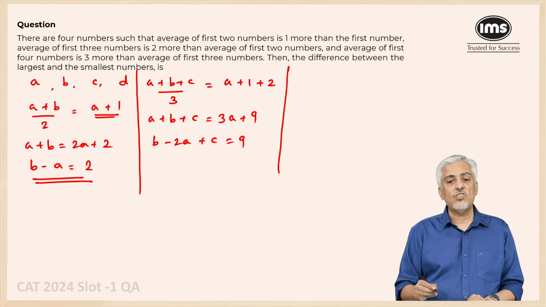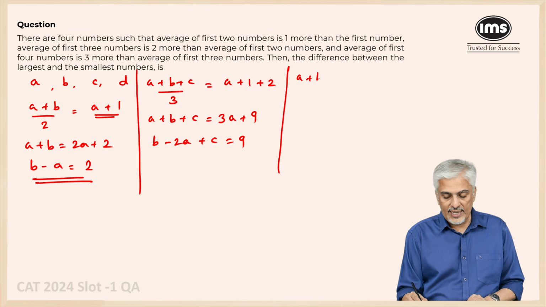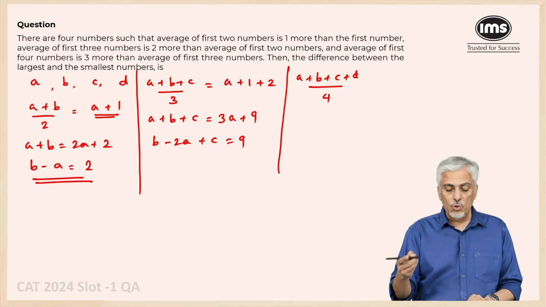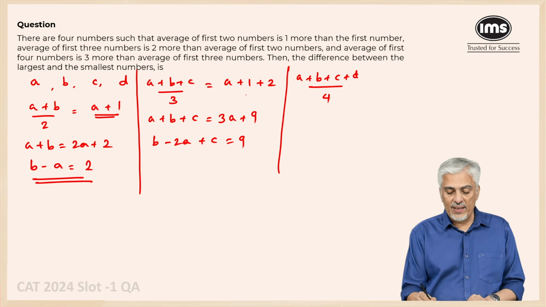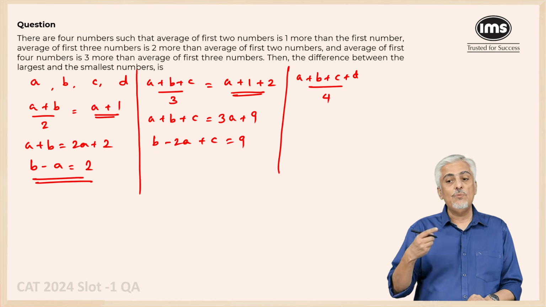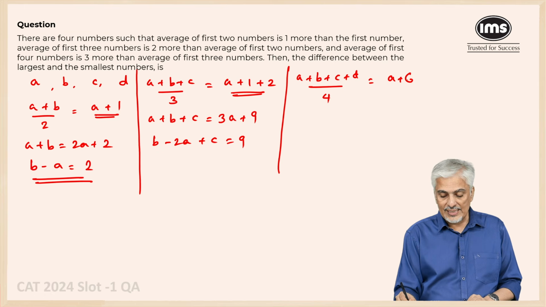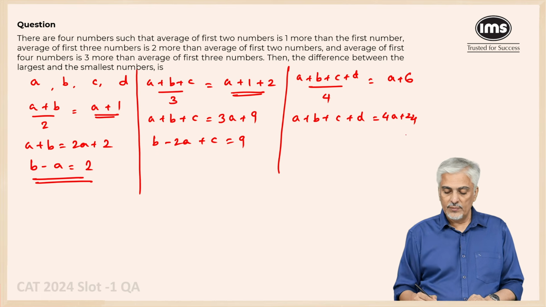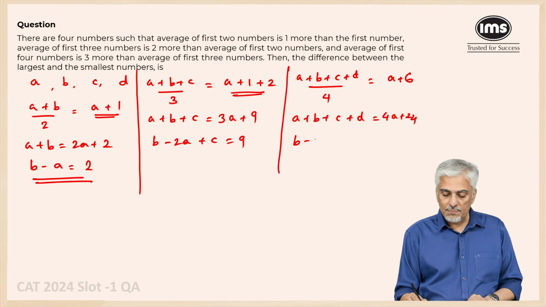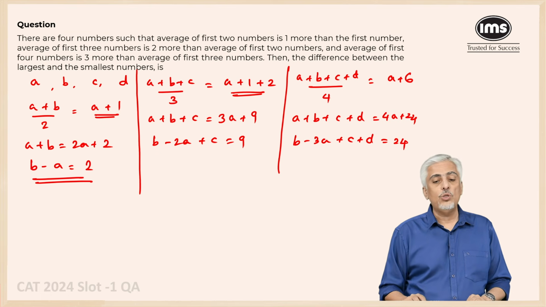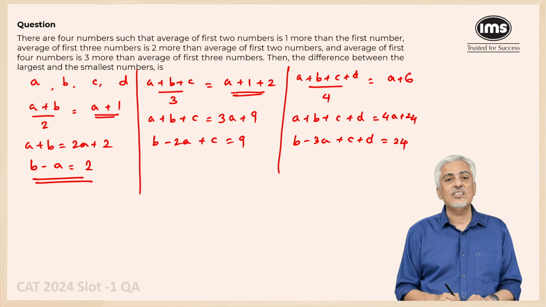And then they've said the average of all four numbers, that is A plus B plus C plus D upon 4, is 3 more than the average of the first three numbers. The average of three numbers is A plus 3. 3 more than that will become A plus 6. So I'll get A plus B plus C plus D is 4A plus 24. And then we've got B minus 3A plus C plus D is 24. I want to find what? The difference between the largest and the smallest number. That means I want D minus A.